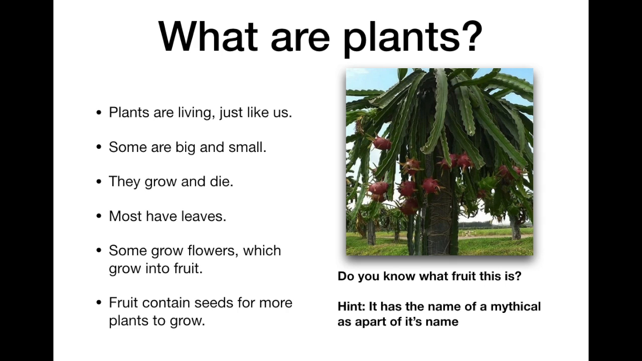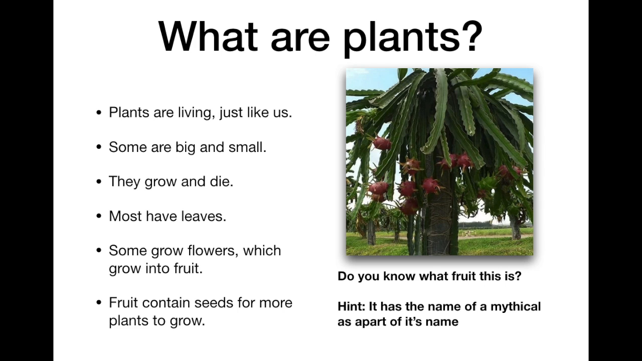So first, what are plants? It's pretty obvious, but let's go through it. Plants are living just like us. Some plants are big or small. They grow and die. Most have leaves. Some will even grow flowers, which grow into fruit. And fruit contains seeds for more plants to grow.